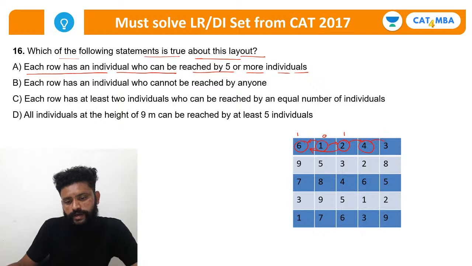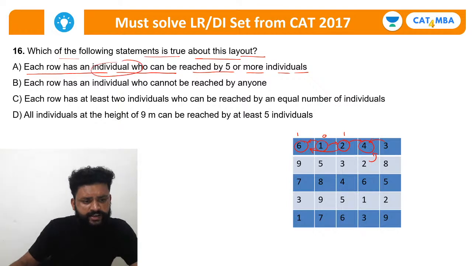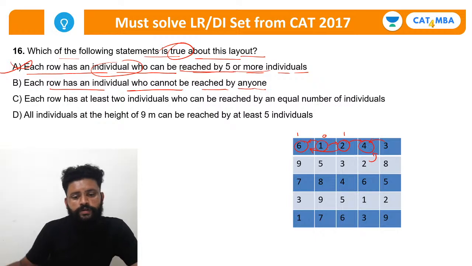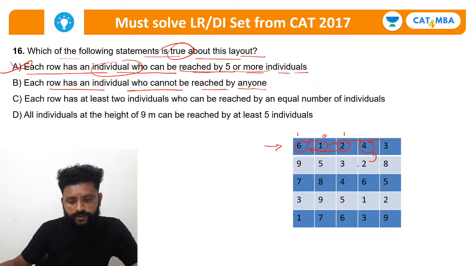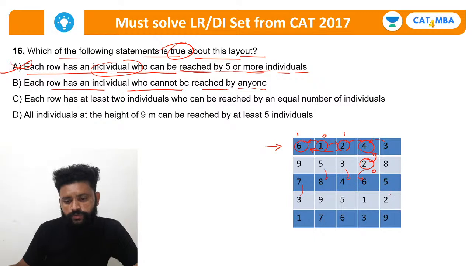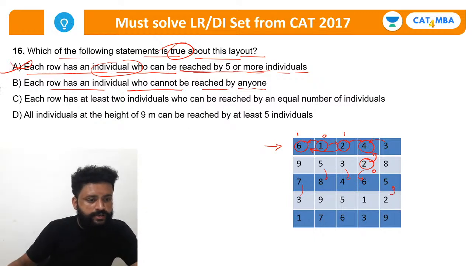4 can be reached by 2. So each row has an individual who can be reached by 5 or more. It's not possible. So the following is true. Each row has an individual who cannot be reached by anyone. Anyone is 1. So here the person 2. Here there is no person. 7 can be reached by. Then that's not again.